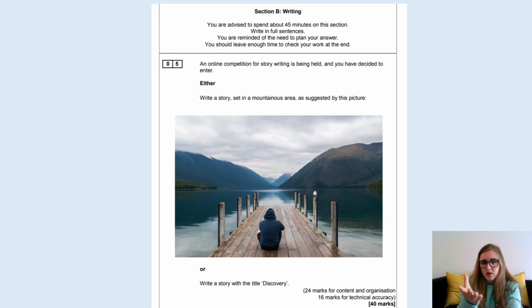So, this is what it looks like. You're going to have something like: write a story set in a mountainous area as suggested by this picture, or write a story with the title Discovery. And you are actually allowed to combine both of them. So if you want to write about discovery, but you also want to use the image, that's fine. AQA don't mind that.